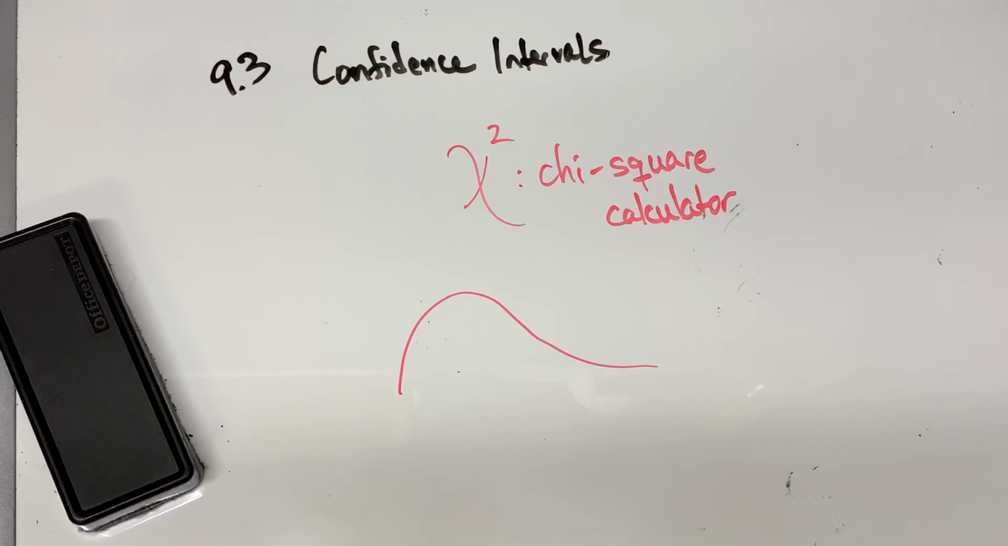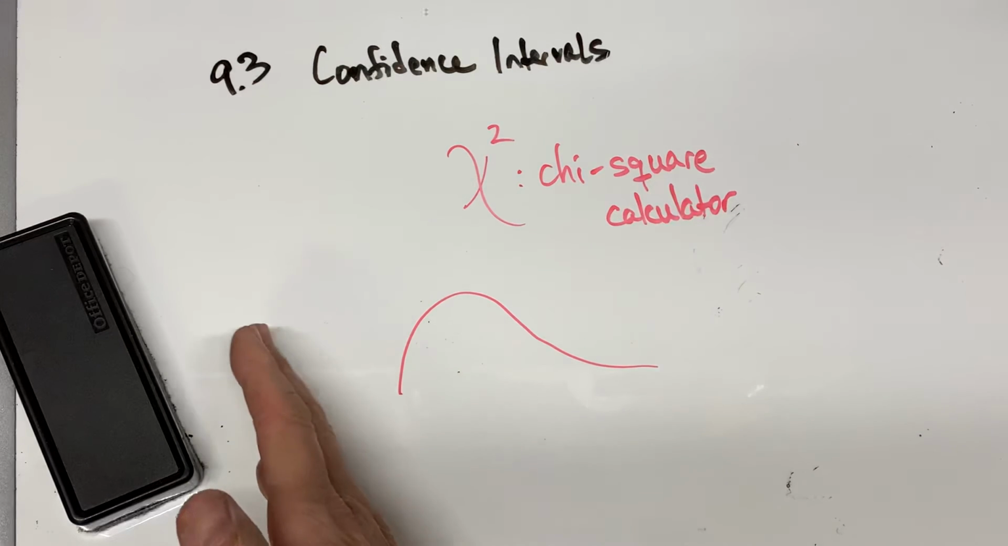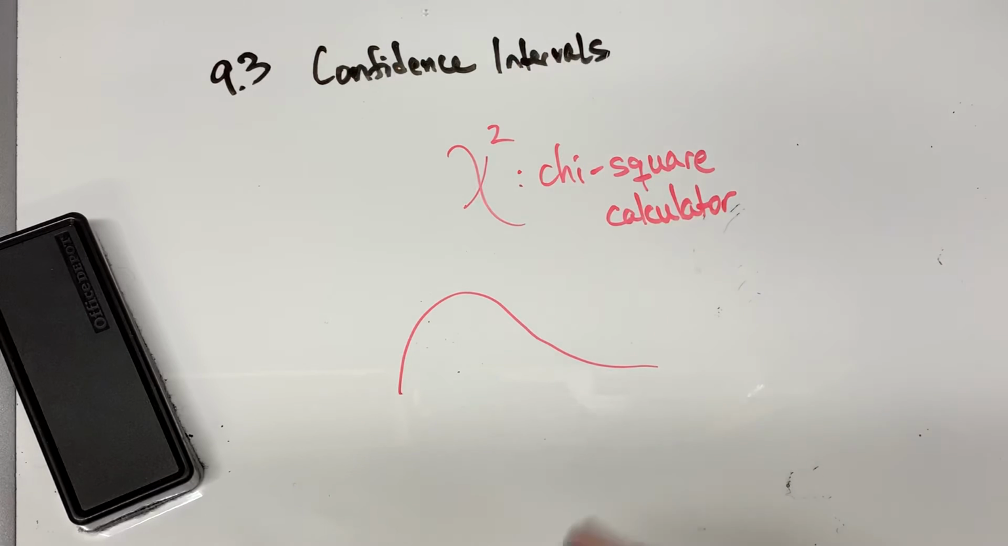It's really not that hard of a section, I don't think. But the main thing is for you to kind of separate in your brain what we're doing. 9.1 is proportions, 9.2 is means, and 9.3 is technically variances, but that also includes the subset of standard deviation, because a variance is just the standard deviation squared, okay? So hopefully I didn't confuse you too much.